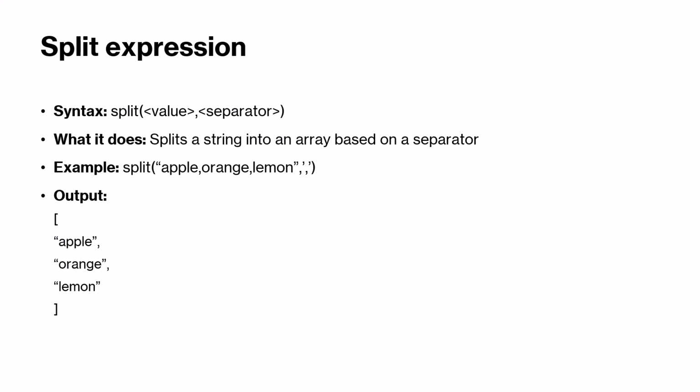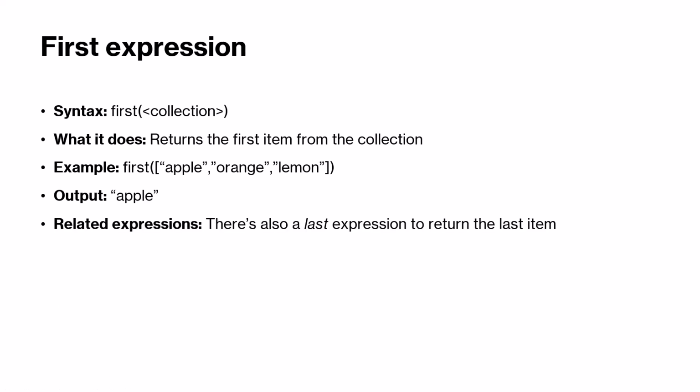The next expression we're going to need to understand and use is the first expression. What that does is it returns the first item in a collection or an array. So again, if we use the first expression on the output of that split expression, where we've got apple, orange, lemon, it's going to return apple because apple is the first item in that collection. There is a corresponding last expression. If for whatever reason you need to get the last item from that collection, you can do that as well.